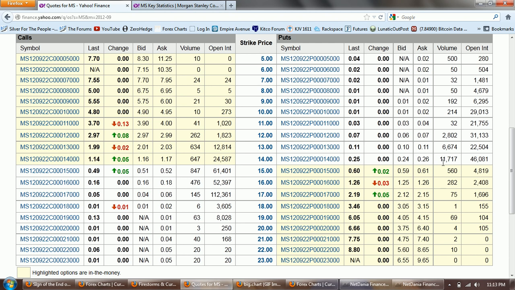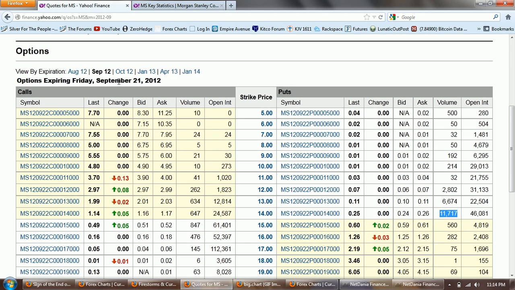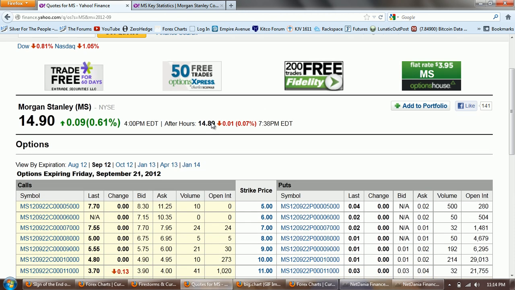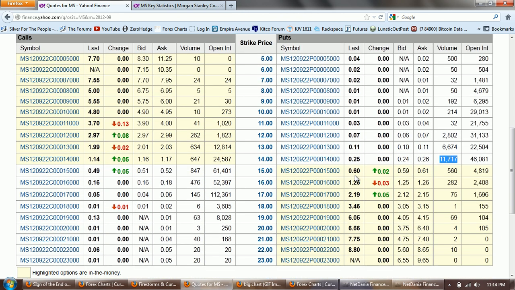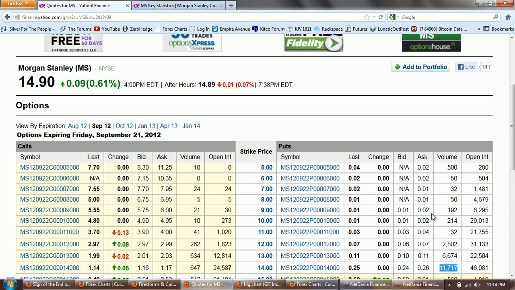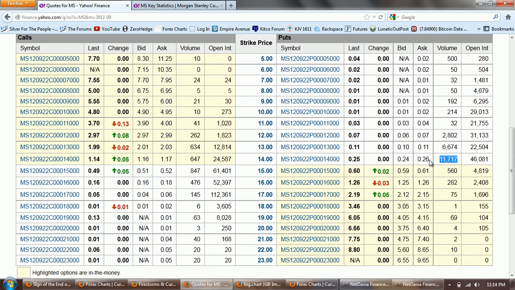So you can see 11,717 of the 14 puts traded today. They're about 24 cents. That's the equivalent of 24 bucks an option, and that's again the September strike. So that's the 14 put, so we're 90 cents away from that price target. So a lot of people apparently are willing to bet a lot of money. That's going to be 11,000 times $260. So you do the math.